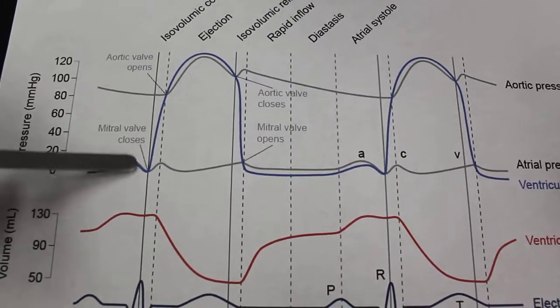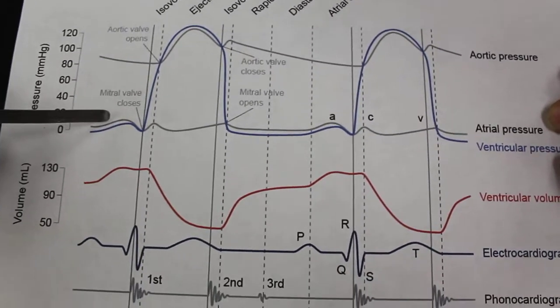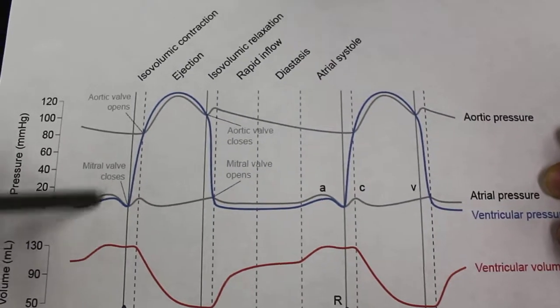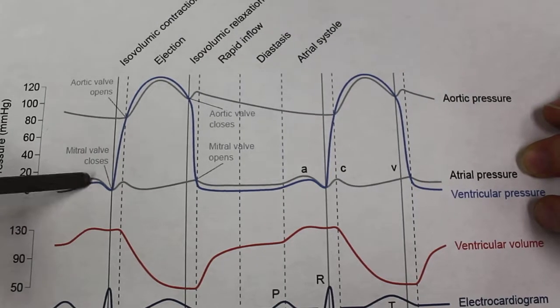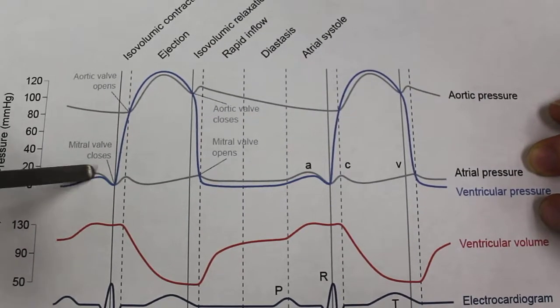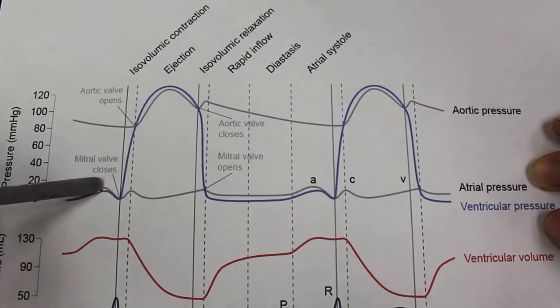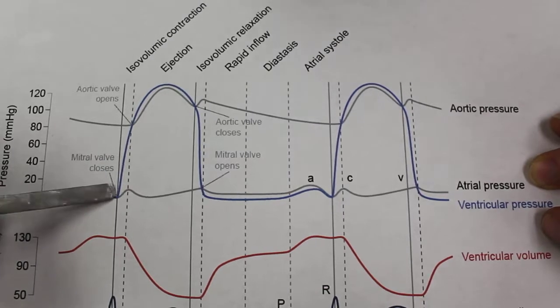This little bump right here is atrial systole. Atrial systole is when the atrium contracts and forces the remaining 20% of blood from the atrium into the ventricle. So we're going to fill this ventricle the rest of the way. Now, the ventricular pressure is going to rise and the atrial pressure is going to drop until they meet.